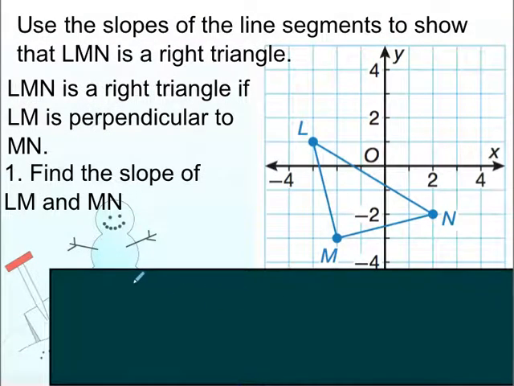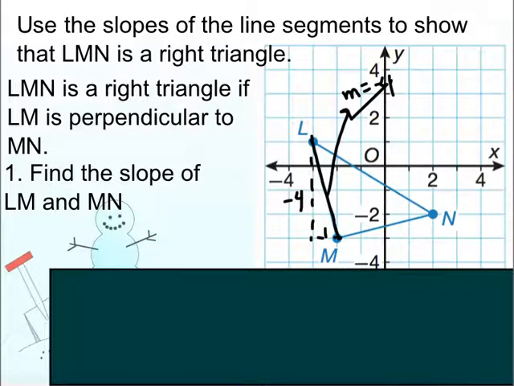All right, use the slopes of the line segments to show that LMN is a right triangle. Well, to be a right triangle, we need it to be perpendicular. So we're going to look, what is the slope of LM? We make our slope triangle and see we are going down 4 and over 1. So the slope of this line, LM, would be -4.